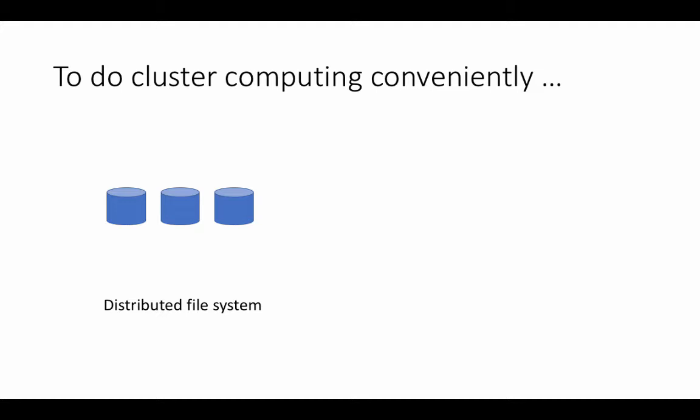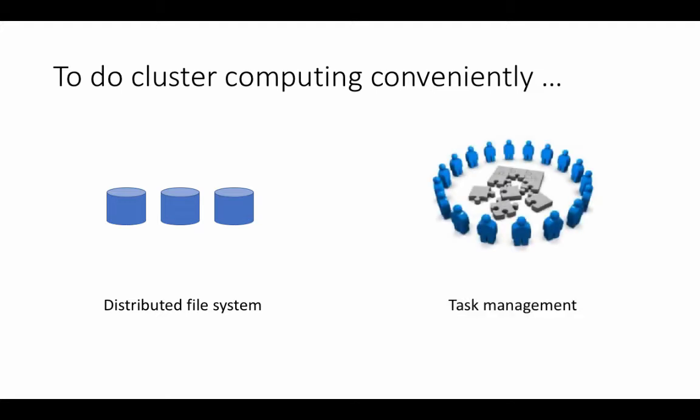Okay, so of course, once you've done that, after that, the file, when you're operating on it, looks just like a regular file that sits on one disk. But internally, the computer knows that the file is actually in many different places. Okay, so you need a distributed file system.